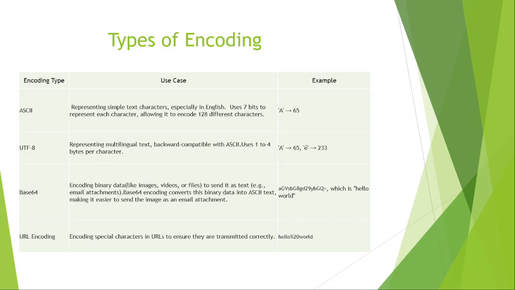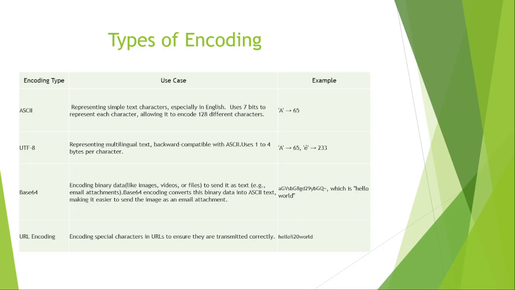When talking about the types, the most important are the four types. ASCII is for simple English characters, and it only supports 128 characters. Further, there is UTF-8, which is used for multilingual text, and it supports almost all characters. Further, with Base64, you can encode binary data like images, videos, and files, and for URL encoding, you can encode the URL.